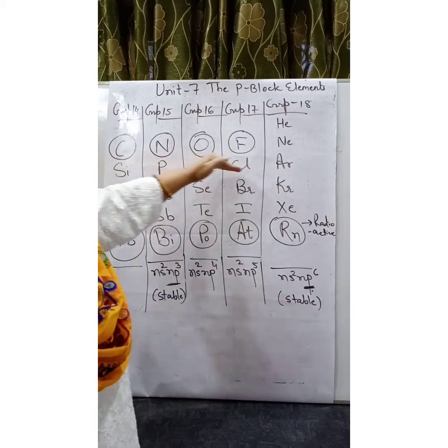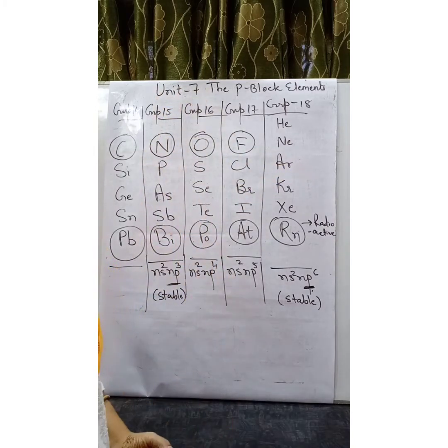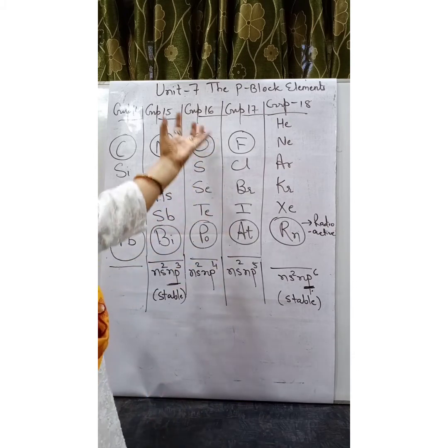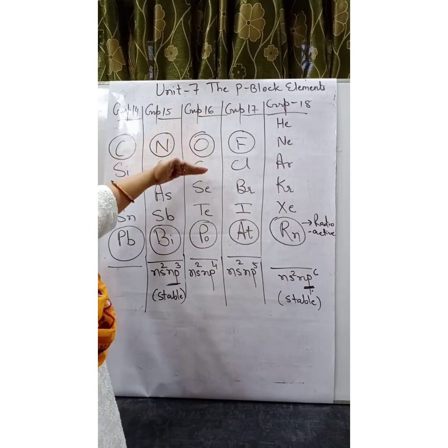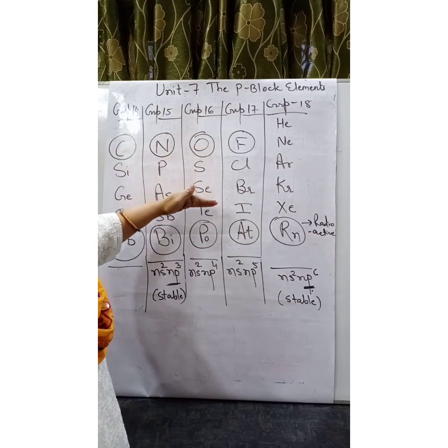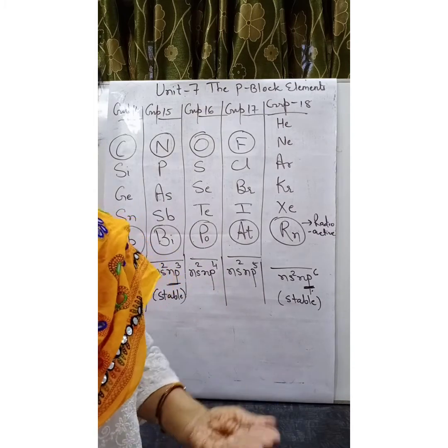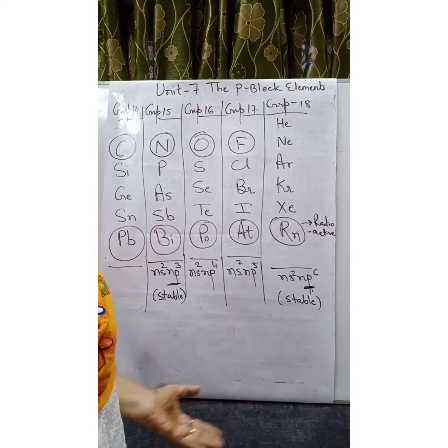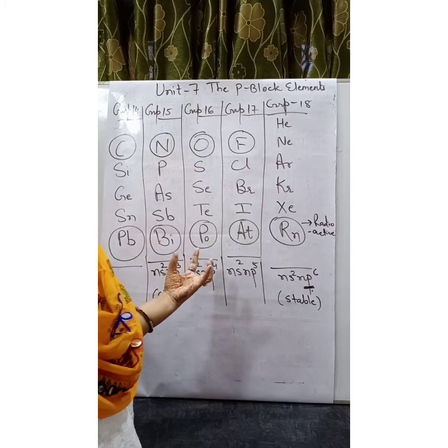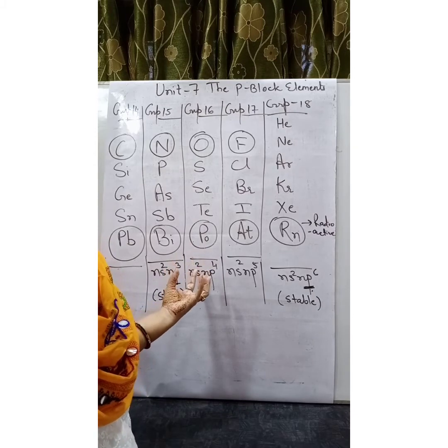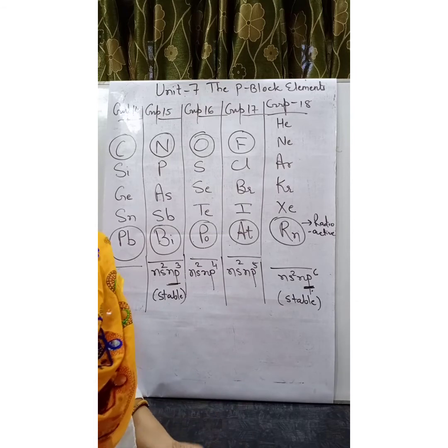So we have seen in the period. Now let us talk about the group. As you move from top to bottom in a group, atomic size increases. When we are moving down, slowly the atomic size is increasing because the number of electrons is increasing, and every time the electrons are being added into a new shell, the distance between the nucleus and the outermost shell increases, resulting in an increase in atomic size.